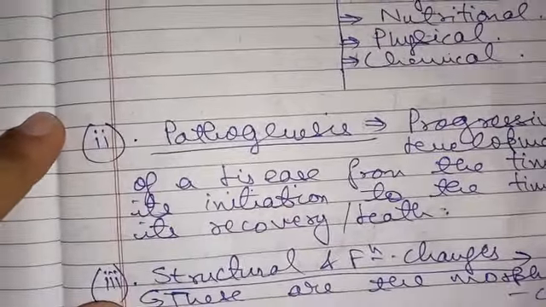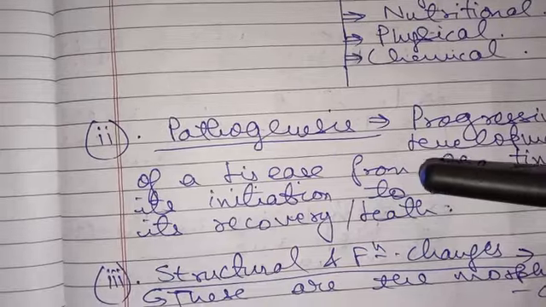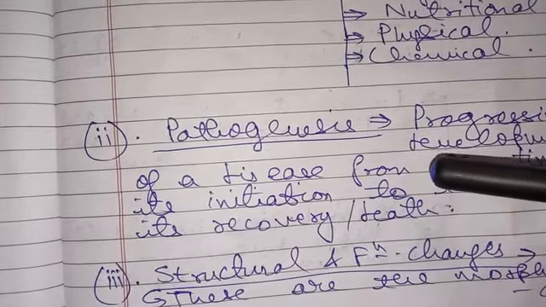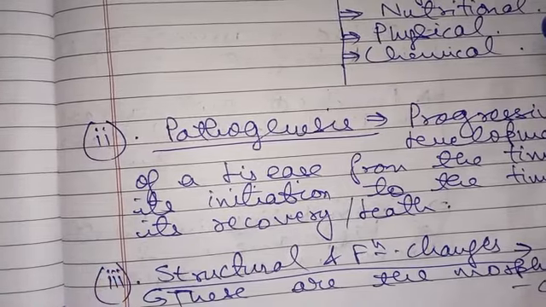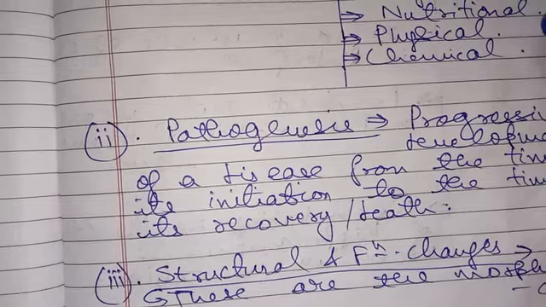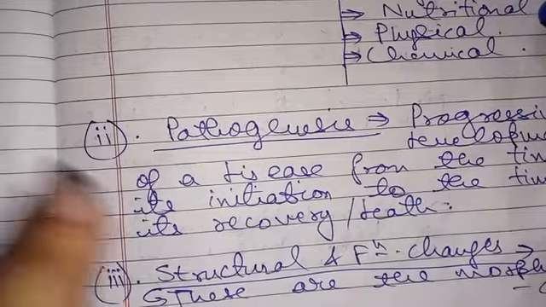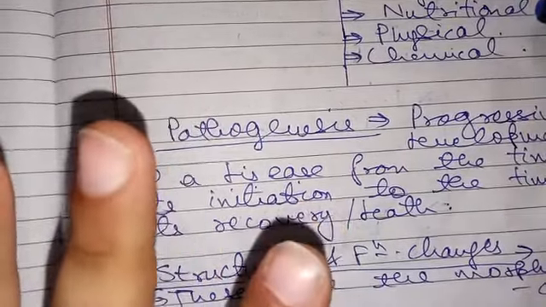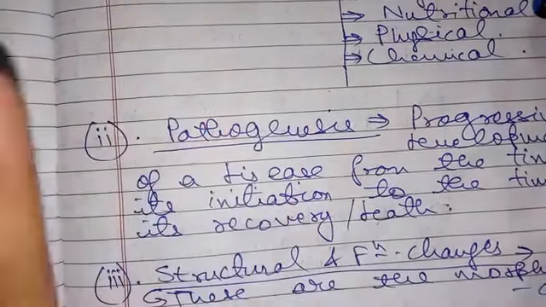So pathogenesis: the progressive development of a disease from the time of its initiation to the time of its recovery or invalidism or death. Pathogenesis simply means the progressive development of a disease. How a disease is progressing once it is initiated till the time of its termination, and termination might take place in 3 ways. Only 2 are written here, but there are 3 types in which termination of a disease can take place: recovery, death or invalidism.